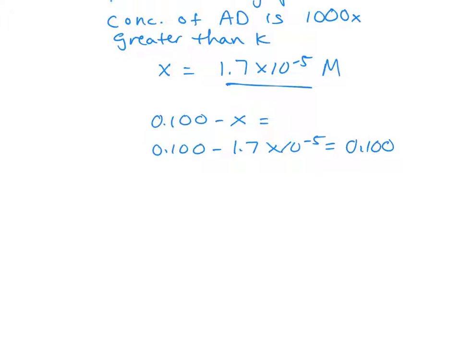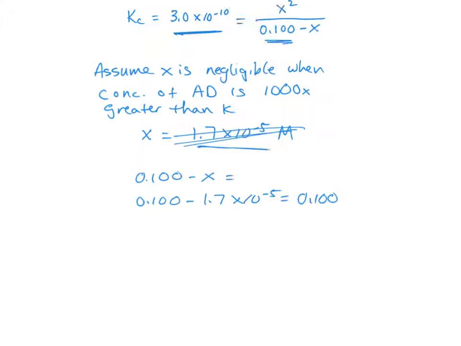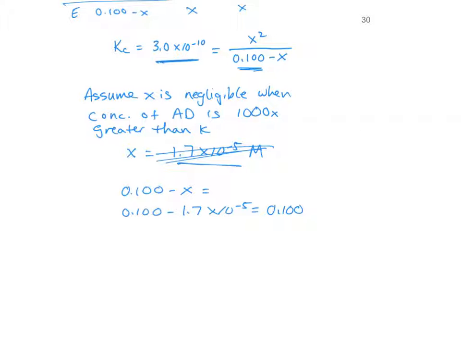Whoa, we've got to go back. I think I just took the square root of 3.0. Okay. What did you end up with? Your answer will be right. 5.5 e to the negative 6. That's right. Yeah. Yep, that makes more sense. I was confused too. I'm sorry, guys. I did not get that for X.